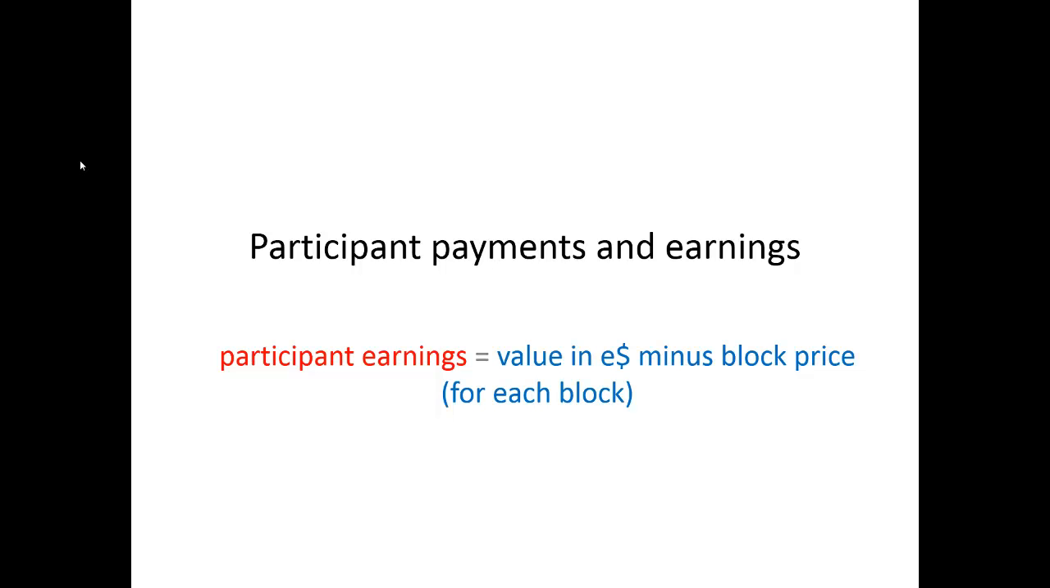Participant payments and earnings. Participants whose bids are accepted will receive their value in experimental currency. Remember, we call them E-dollars. For each block, minus the price that they pay for their block, which is determined as follows. The price paid by participants whose acquired blocks are assigned an L characteristic is simple. It is the calculated market clearing price for that block.